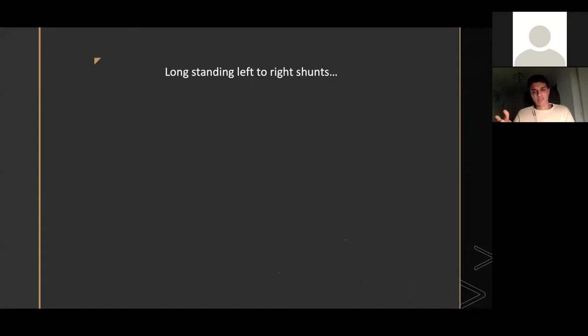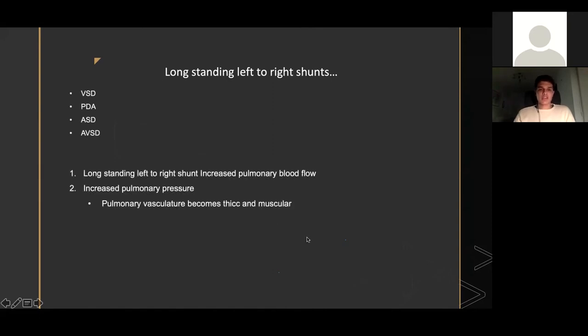I haven't listed all the murmurs because I don't want you to be using this as a rote revision session, learning all the murmurs. They all present with slightly blowy ejection systolic murmurs in different places. It's just something worth considering: VSD, PDA, ASD, and AVSD. So if you've got a long-standing left to right shunt, you increase your pulmonary blood flow. Increased pulmonary pressure occurs as a result of this.